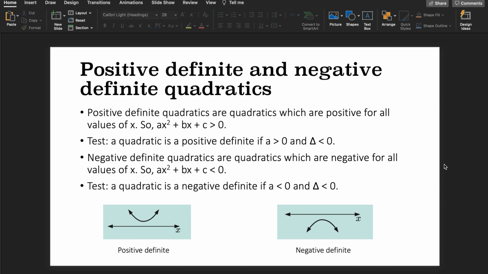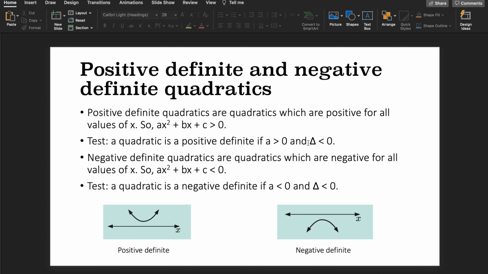So we know that if the discriminant is less than 0, it does not have real roots, and therefore it never crosses the x-axis, so it won't have any x-intercepts. So this statement makes sense: positive for all values of x. So this is a test you could do.